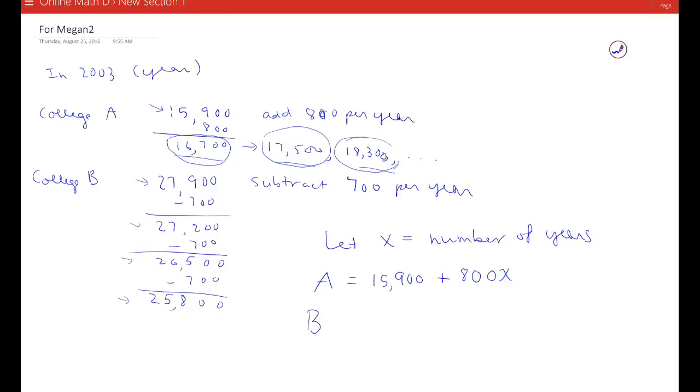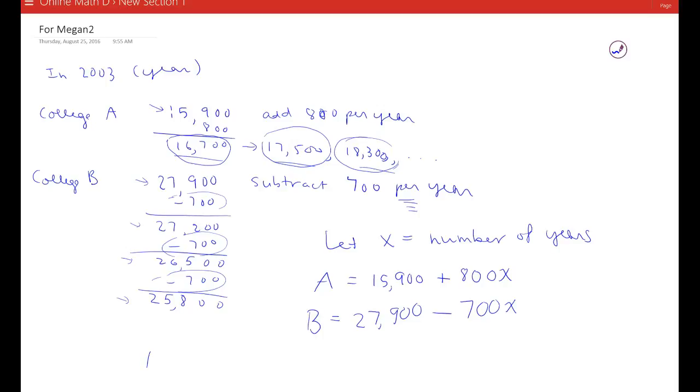So can you see that for college B, we would start with 27,900, but now we're subtracting 700 students each year. So in general, when you see the word per or each, you're going to multiply by something to get a total. So it's 700 each year, but if you want to know the total number of students left, you're going to have to multiply that 700 by, I took 1 year's worth of students off, 2 years, 3 years, and so on.